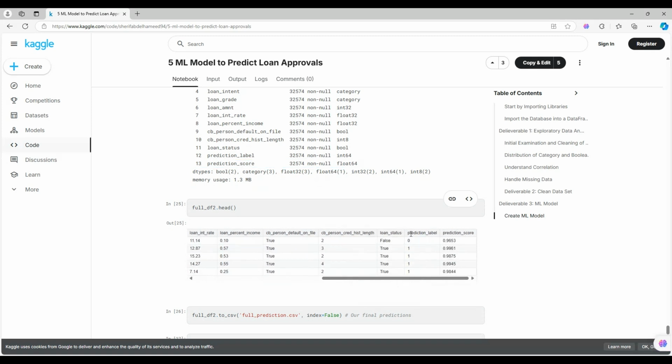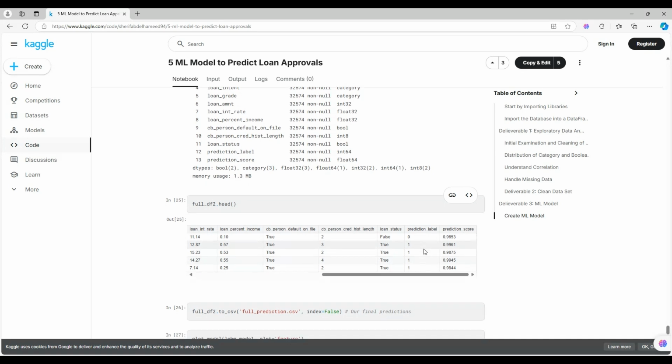The prediction label is basically whether or not the loan status is predicted to be false or true. And the prediction score is how high the chances are of the prediction label actually being correct. So we can see here that the loan status is false, for instance, for this entry. The prediction label is 0, so good, so far so good, and the prediction score is high, is 0.97. So we're doing very well, and the same for the next entries as well.